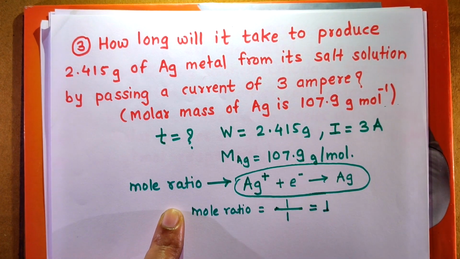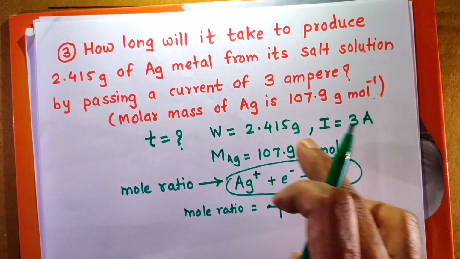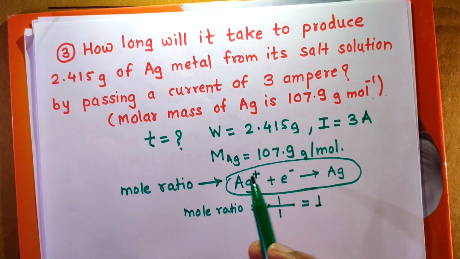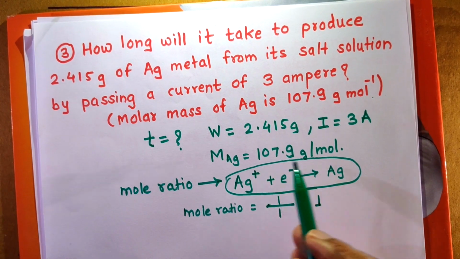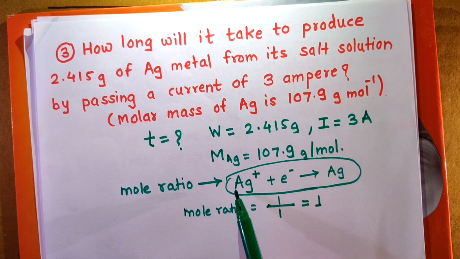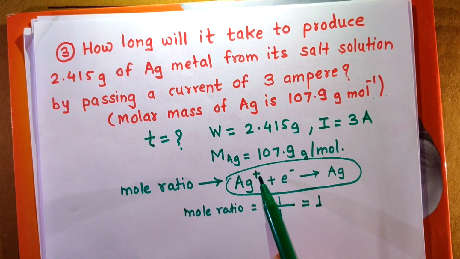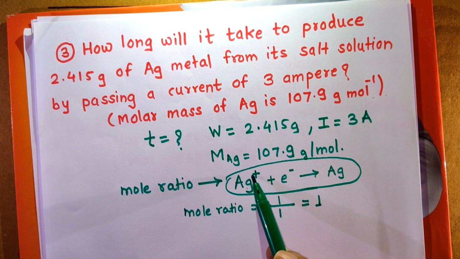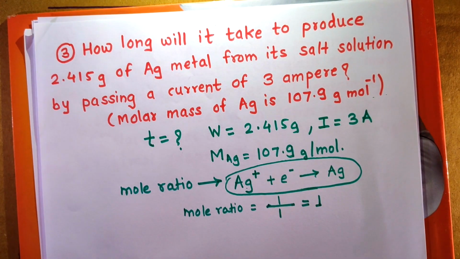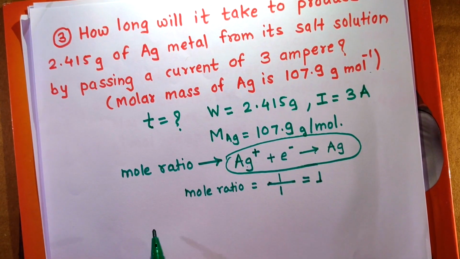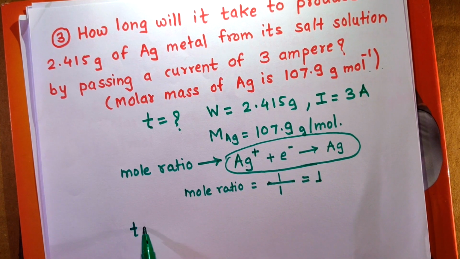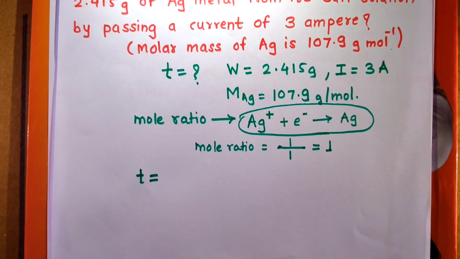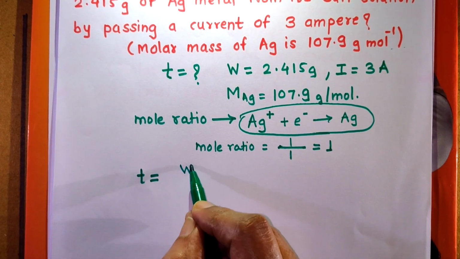This is important here. We have to determine mole ratio. All these values are given, but mole ratio we have to determine. For that you must know which reaction takes place at the cathode. So remember here, oxidation number of Ag is +1. Like this, 1 electron is taken by this 1 ion and 1 mole of Ag will be obtained. Now here T is asked. You know the formula for W. Like this, the formula for T can be modified.